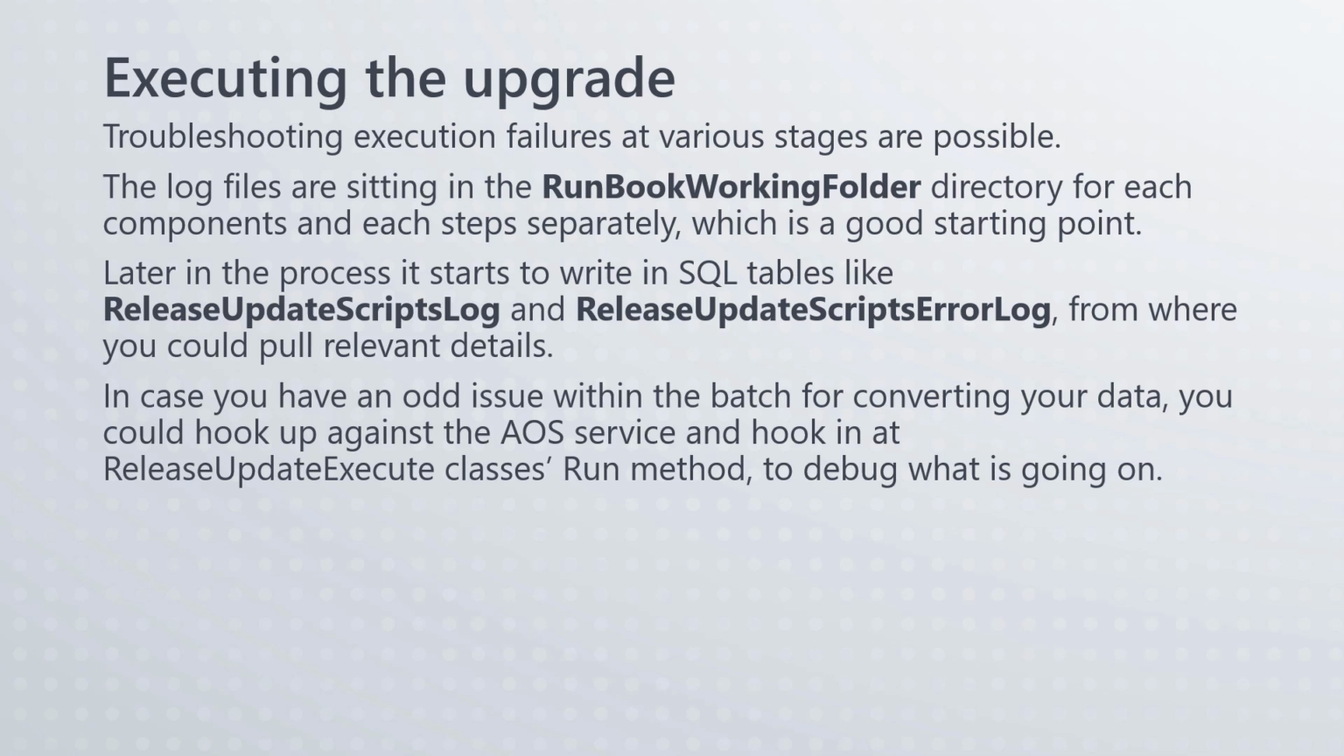And in case you have an unresolvable issue during the cockpit execution, the worst case, what you can do is start Visual Studio, hook up the debugger against your AOS executable, and put a breakpoint in the release update execute class's run method. Now, when each of the release upgrade cockpit steps are executed, it will go through this run method, so you can step over or step through to find the real culprit of raising the error message for you. And this is very useful.